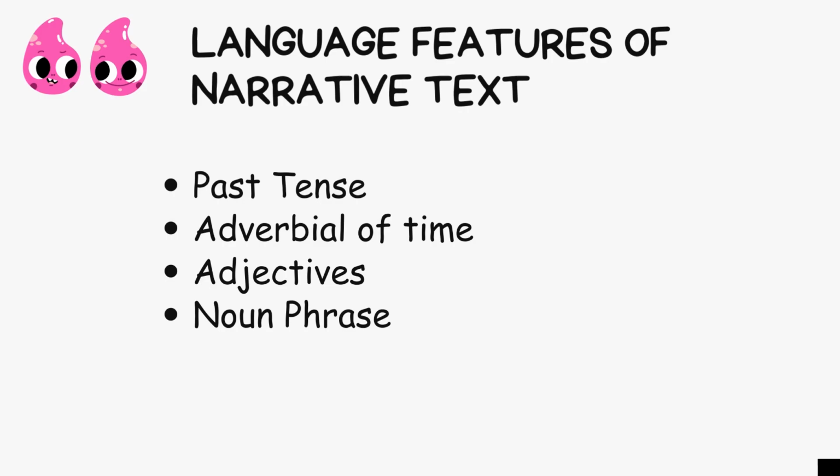What are the language features of narrative text? The first one, it uses simple past tense. It means that the sentences use past verbs. The second one is it uses adverbial of time. The third one, it uses adjectives. And the last one, it uses noun phrases.